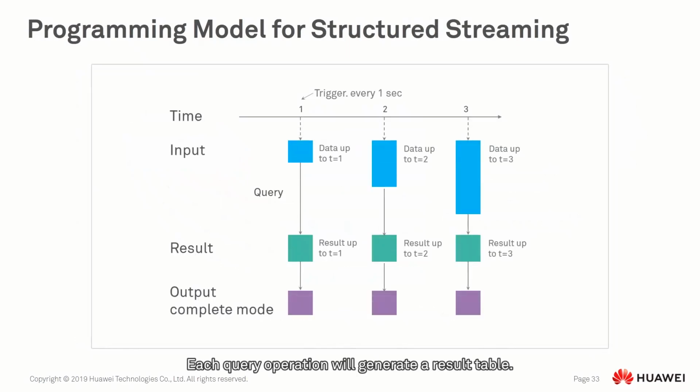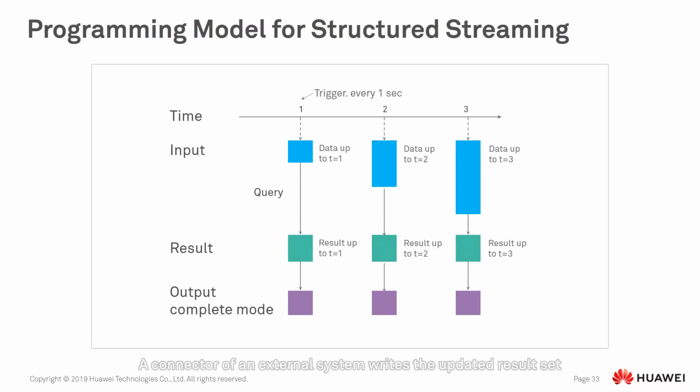Each query operation will generate a result table. At each trigger interval, updated data will be synchronized to the result table. Whenever the result table is updated, the updated result will be written into an external storage system. And there are three types of storage modes of structured streaming at the output phase: complete mode, append mode, and update mode.